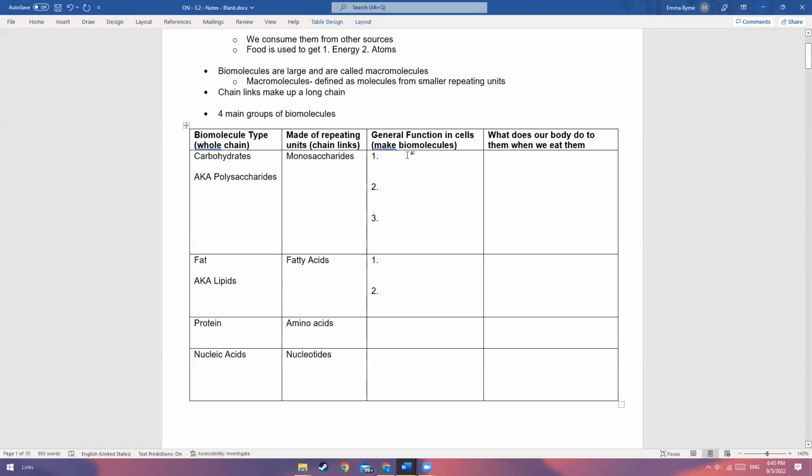So the reason we consume carbs, they're the main energy source. Carbs are actually your body's preferred first energy source. However, it's not generally long-term energy. It's usually shorter bursts of energy.